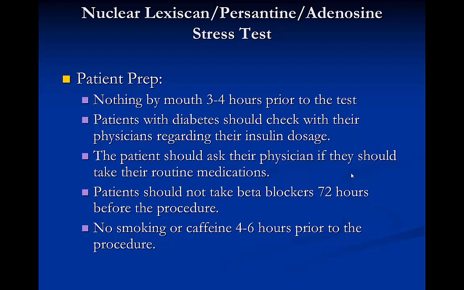And then again, if they're on a beta blocker, they need to stop this 72 hours before the procedure. And again, no smoking or caffeine. And like I said before, this prep can change hospital to hospital.